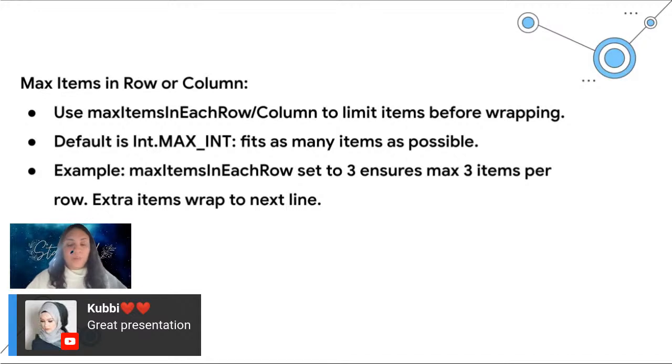So like if you would want the first row to have 3 items, it will make sure that only 3 items are in the row, and then everything else will be wrapped into the next row, and in that row there will be 3 items, and if there's leftover, they're wrapped into the next row.